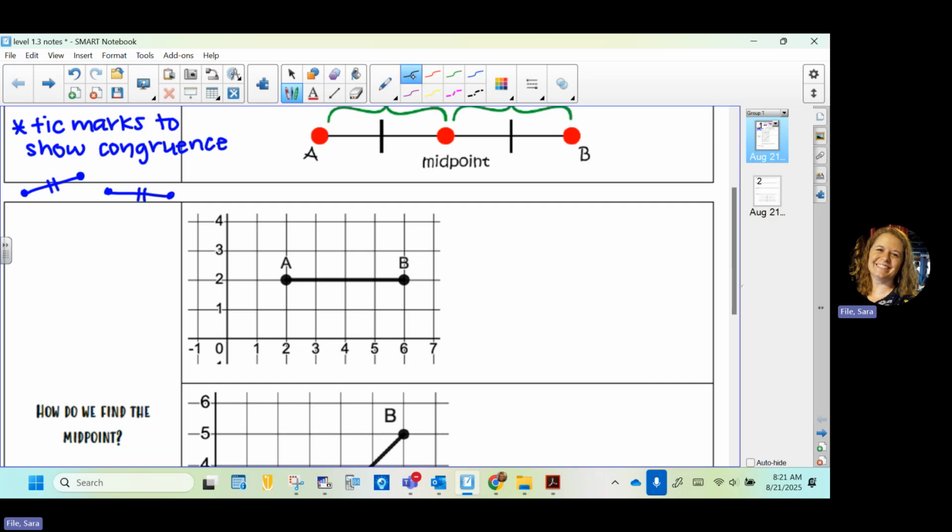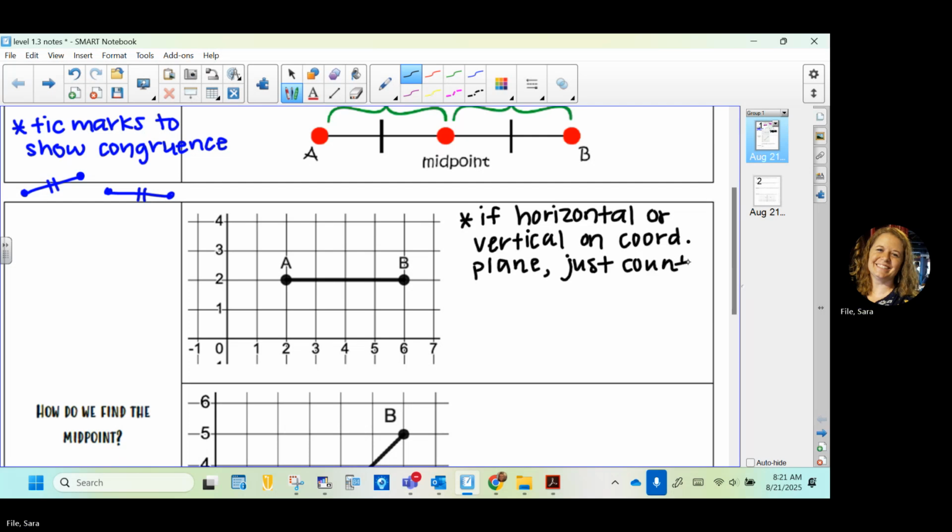I'm going to write that down. If horizontal or vertical, so straight up and down or sideways, on the coordinate plane, you just have to count. Pretty easy. So let's count on this one.